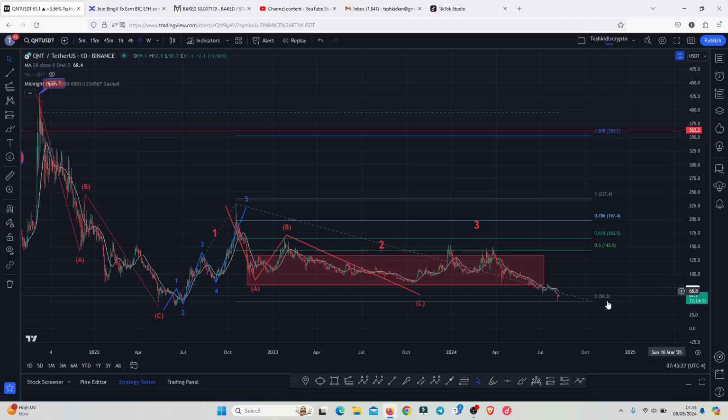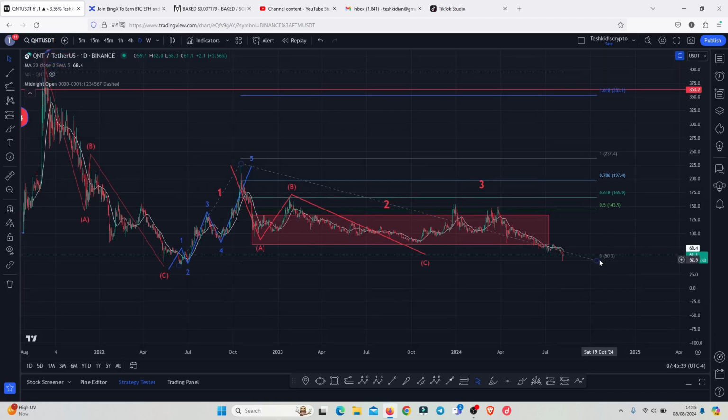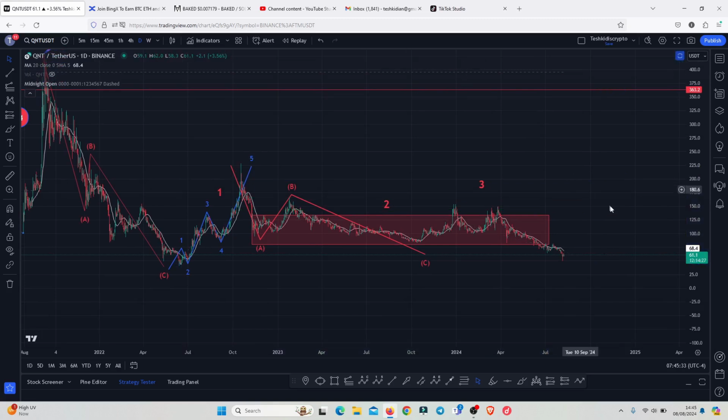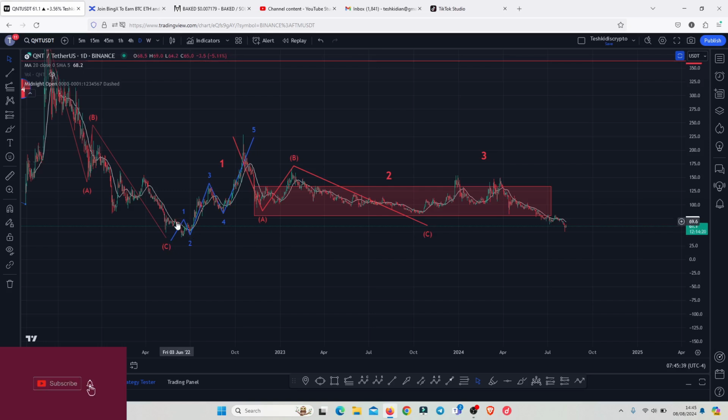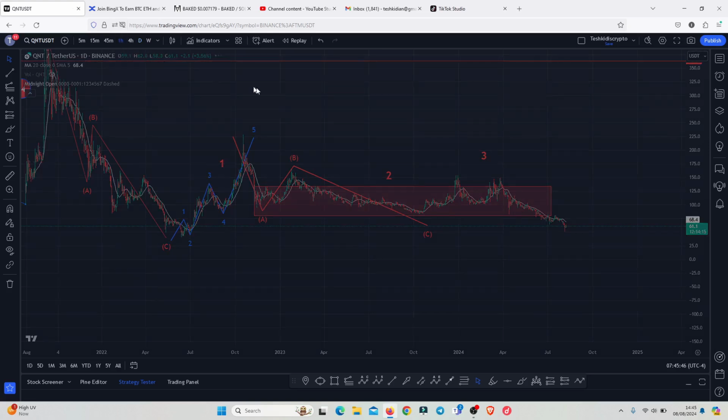But remember, we have lost the fib level 0.88, and that now means that in case of any further weakness in the next coming days, we are going to see a total reset of the bear market lows, maybe even see a new bear market low here on the QNT chart. That is another scenario that we need to have in mind.